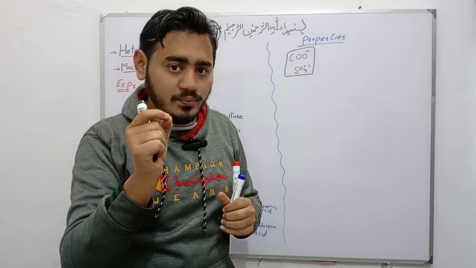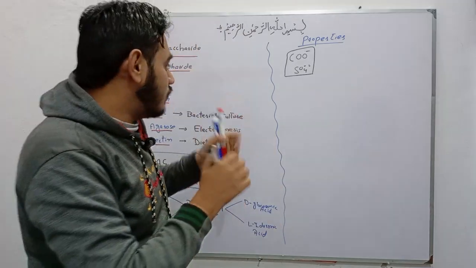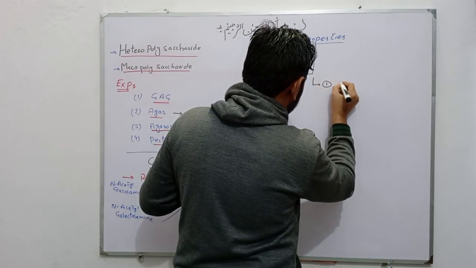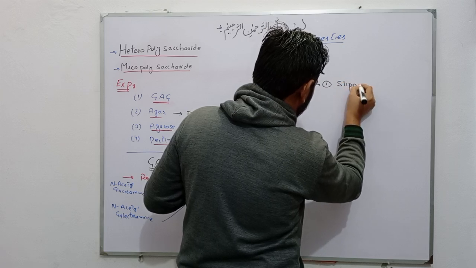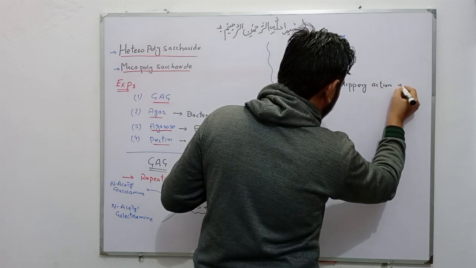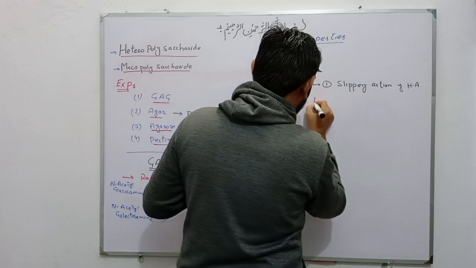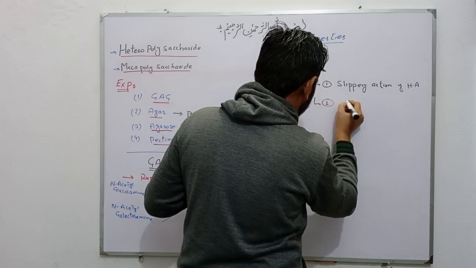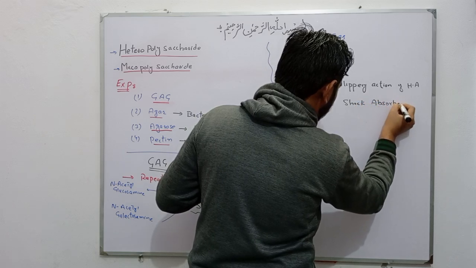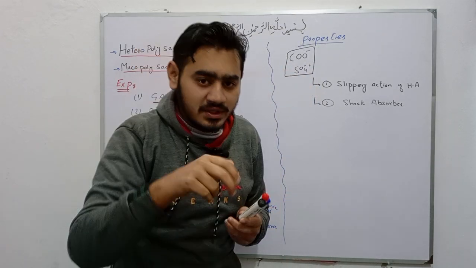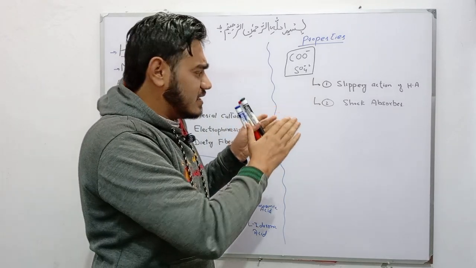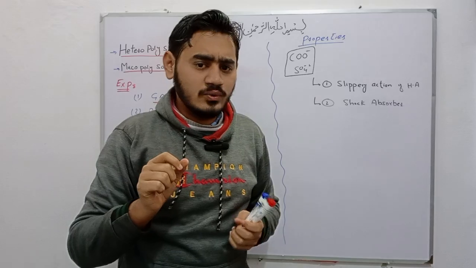So there are two important functions of glycosaminoglycan: the slippery action of hyaluronic acid, and second, they act as a shock absorber. Students, what does shock absorber mean? Before understanding it, let me explain with an example.